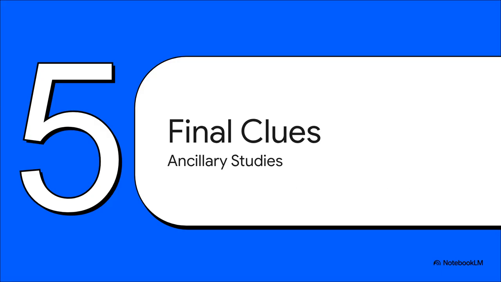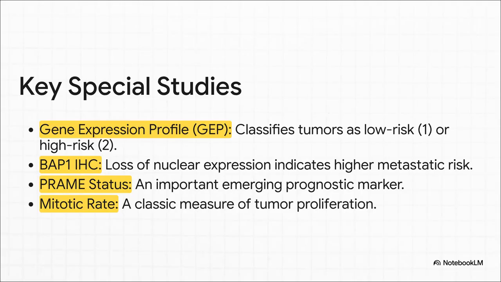We've covered the gross exam, the histology, and the staging, but modern pathology goes deeper. This last section is all about the ancillary studies, the tests that give us those final, crucial pieces of the prognostic puzzle. Okay, here are the big four you need to know. Gene expression profiling, or GEP, is huge. It separates tumors into low-risk, class 1, and high-risk, class 2, which is a game changer for predicting metastasis.